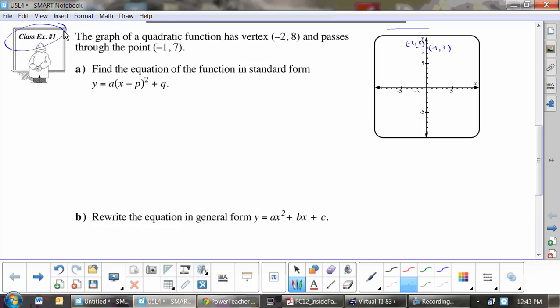So we can guess that our graph will look something kind of like this, right? Doesn't have to be perfect, but that's the general shape and position of our graph. So what we're going to be learning in this unit is that using these two points, the vertex and another point anywhere on the graph, we can come up with the entire equation. So we have our basic equation here, but we want to rewrite it in our form that we like so much.